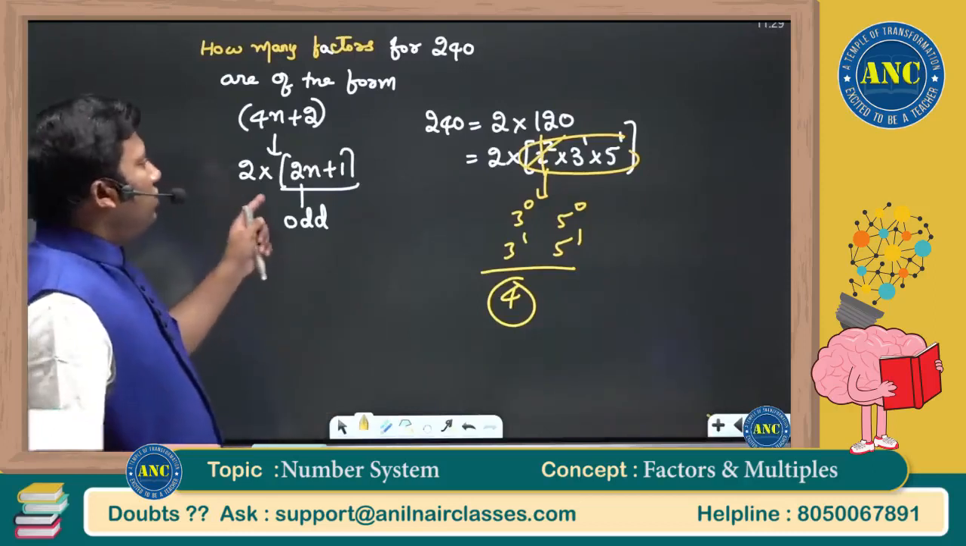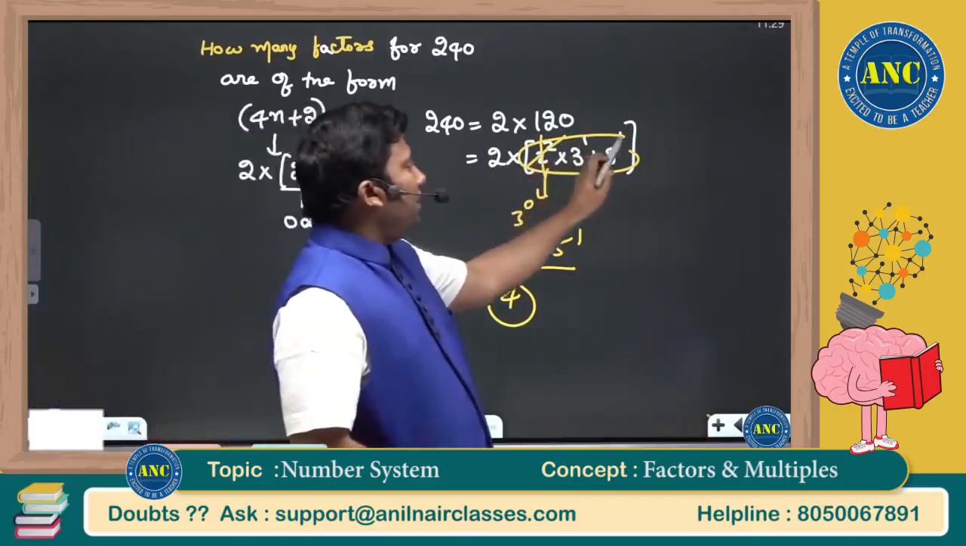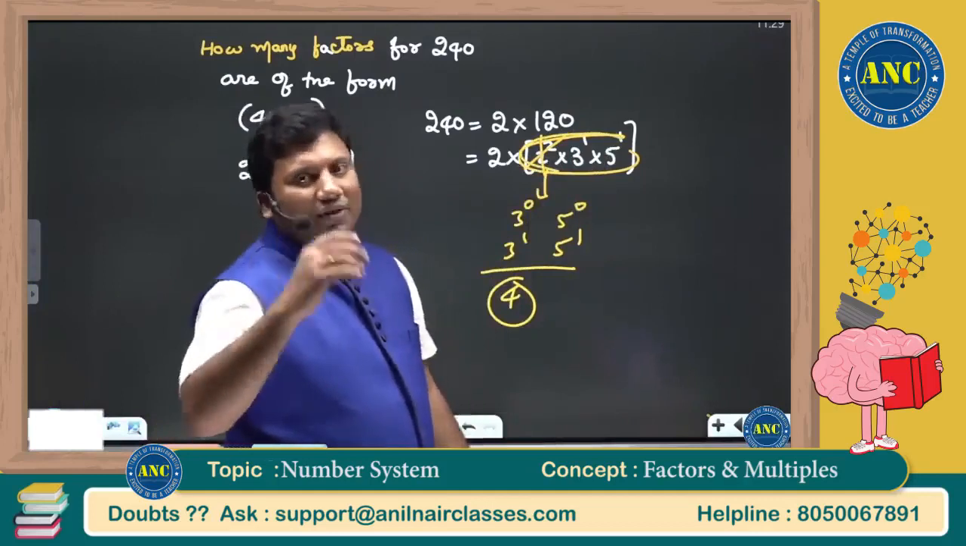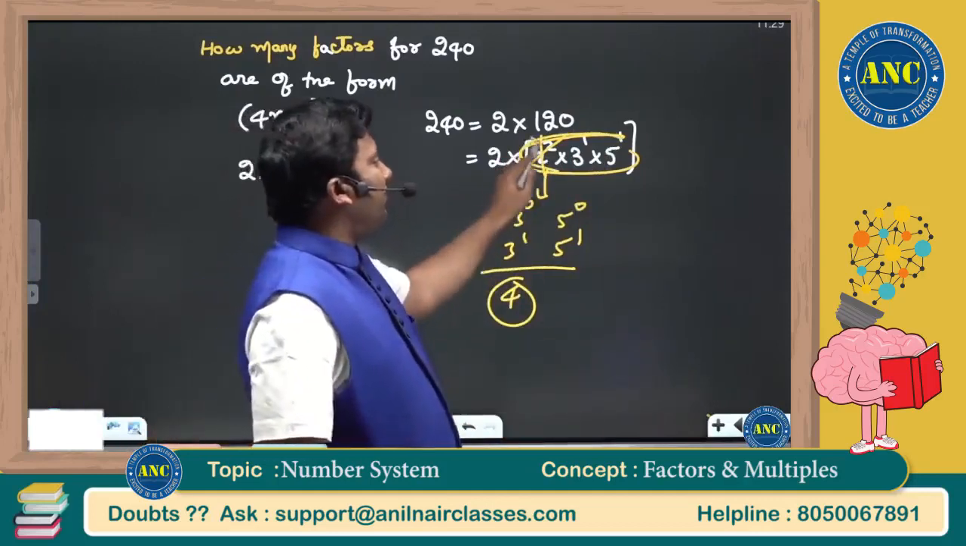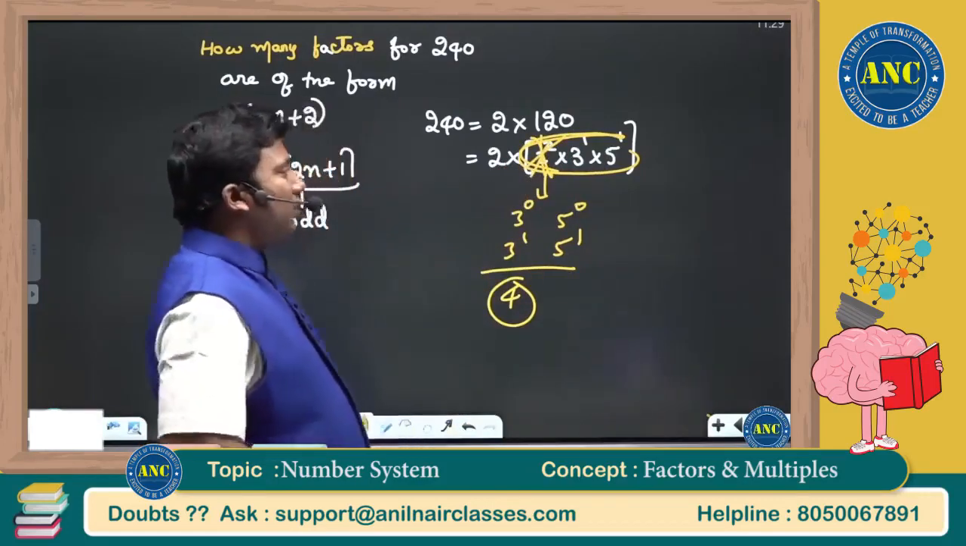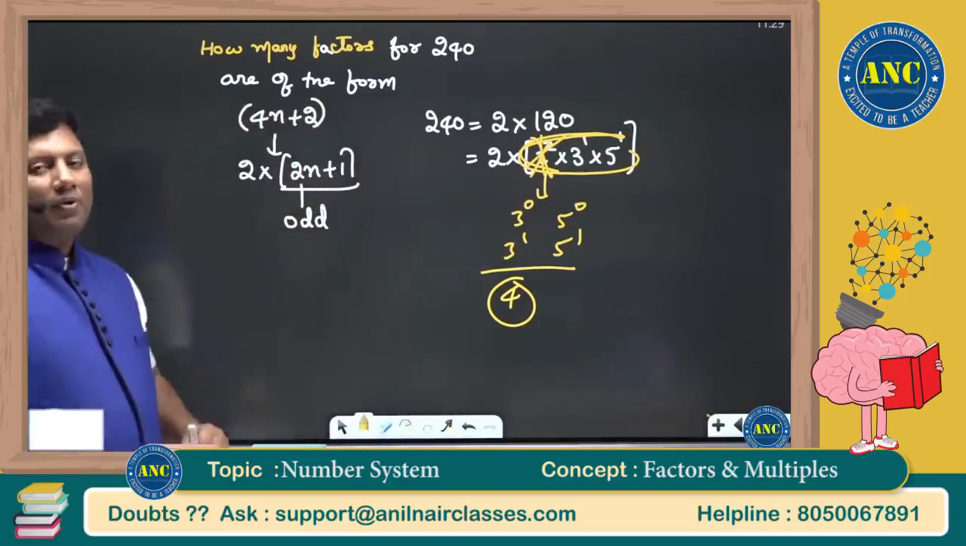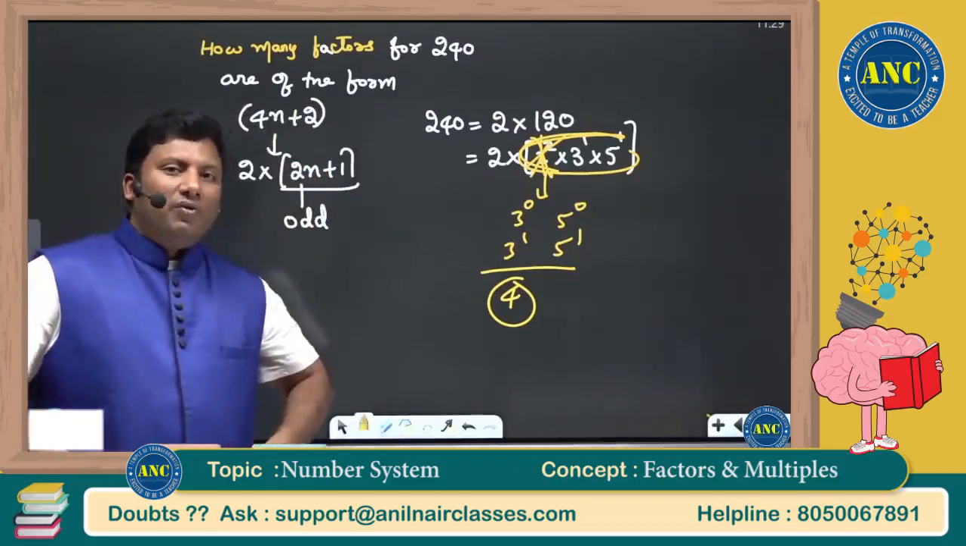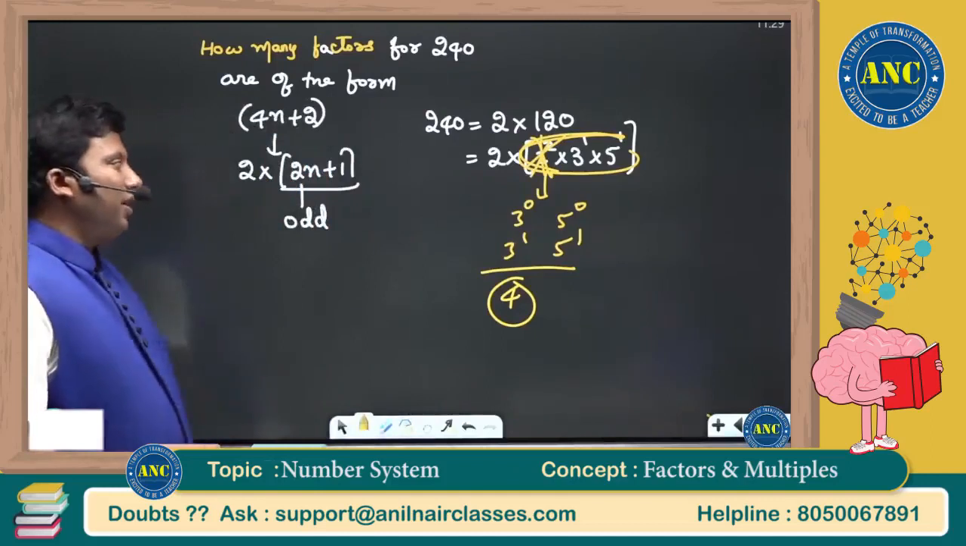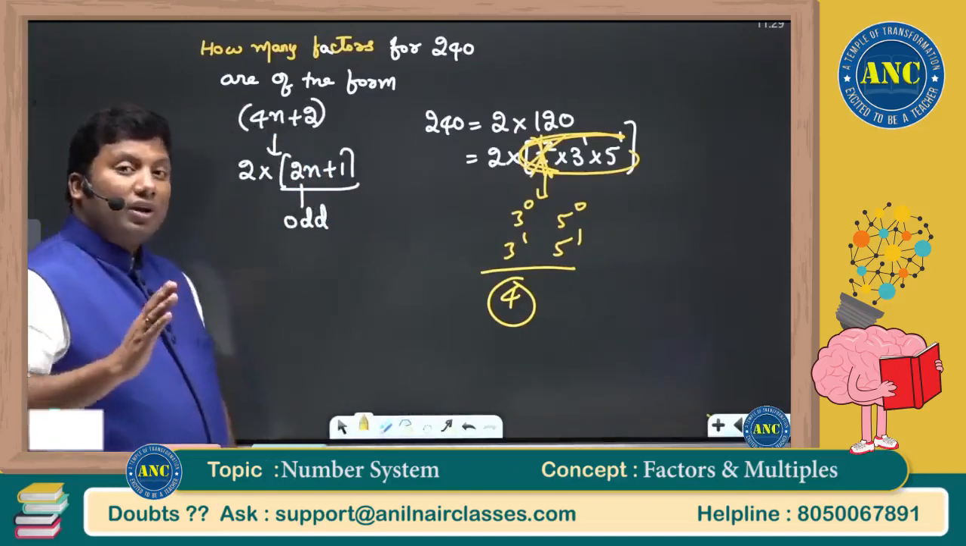So 2 into 2n plus 1. For this number, I want odd factors. Odd factors are the factors which are never divisible by 2. 2 square is out. 3 power 0, 3 power 1. 5 power 0, 5 power 1. So 2 into 2, total 4 cases.